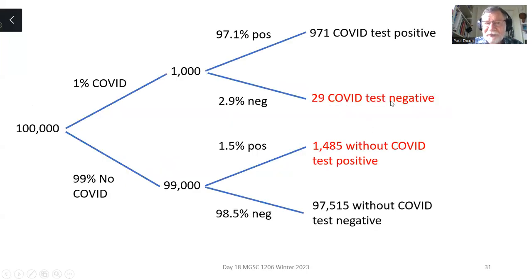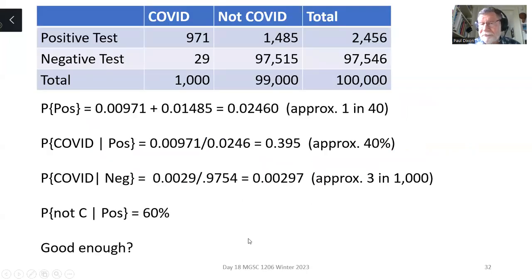Here it is in my tree. Starting with 100,000, 1% go up one branch, 99% go down the other. That's our complement rule. Got to go one way or the other. Then I'm drilling down to 1,000 with COVID, 99,000 without. Then I've got my test. So 97.1% give a positive test, so 2.9% have to give a negative test. My complement rule again. And similarly, if you don't have COVID, I extrapolate it out, I get all my results, and I can take this, build a table, and summarize what my test results are.